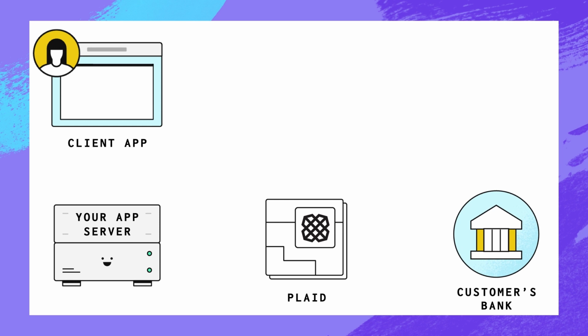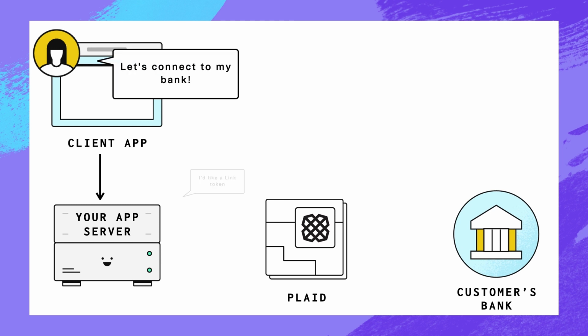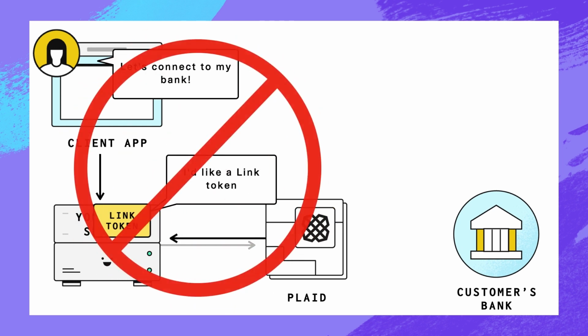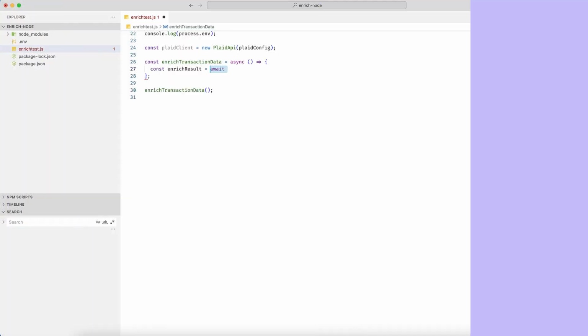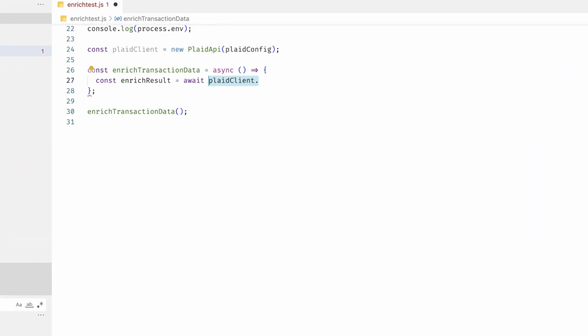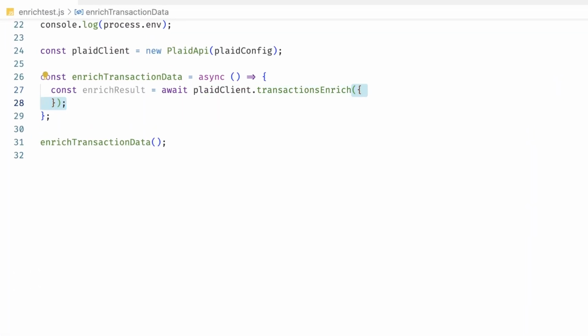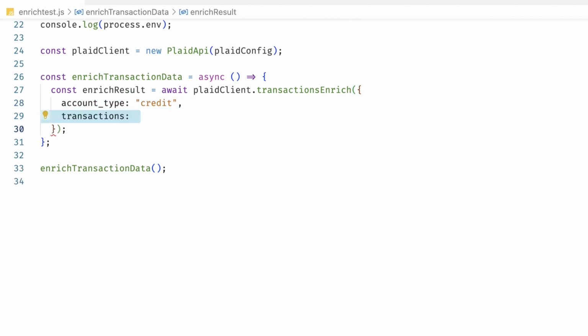Making a call to Enrich is fairly simple. Because you don't need Plaid to fetch data on behalf of your user, you don't need to have your user open link or generate an access token. All you need is your client ID, secret, and preferably the Plaid client libraries. So to start enriching your transaction data, just make a call to Transactions Enrich. Pass in the type of account you're enriching transactions for, depository or credit, and an array of transactions.